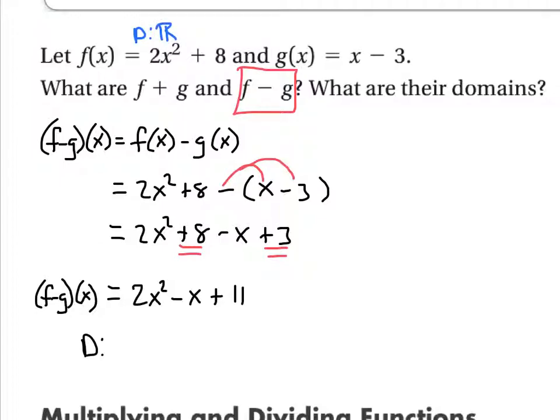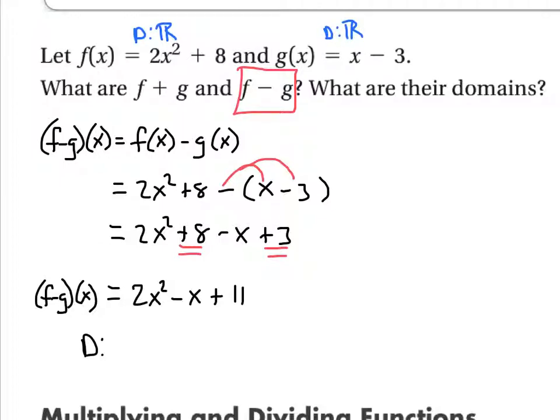Okay, and again, think of it as what x values can I plug in? Well, I can plug in anything I want because I can then square it and multiply it by 2 and add 8. Similarly with g of x, my domain is going to be all real numbers.